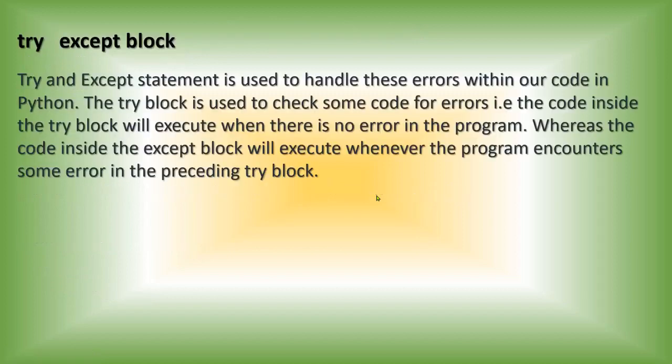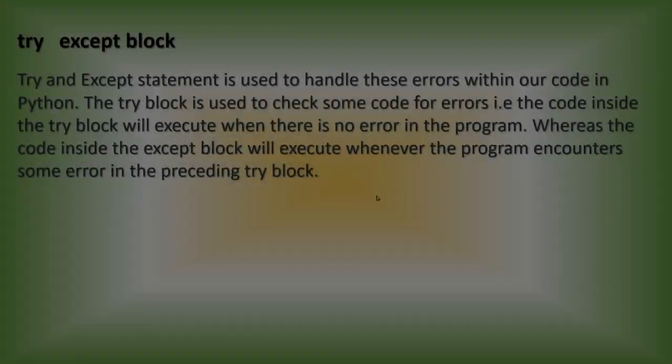Now next is the try except block. So try except block is a block using which we can handle the errors that occur in the Python program. The try except statement is used to handle the errors within the program. The try block is used to check for any error in the program. If there is any error, it jumps to the except block and executes that particular code. It will not stop the execution of the program.